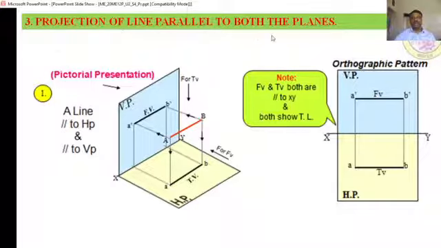Let us see projection of line parallel to both the planes. Line parallel to both the planes means, how is the object to be placed? So this is the object, capital AB. You can see here this line is parallel to VP as well as parallel to HP. So this is the pictorial representation of a line when it is parallel to HP and parallel to VP. It means you have to keep this straight line like this. It should be parallel to VP as well as parallel to HP. And its orthographic representation and drawing is shown here.